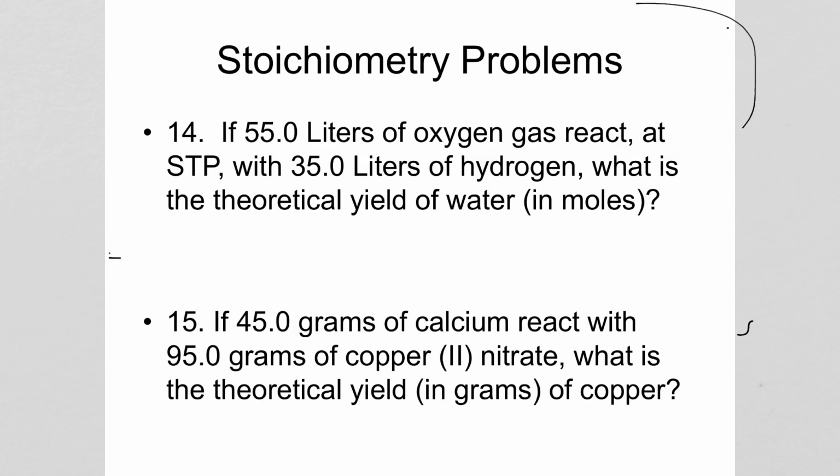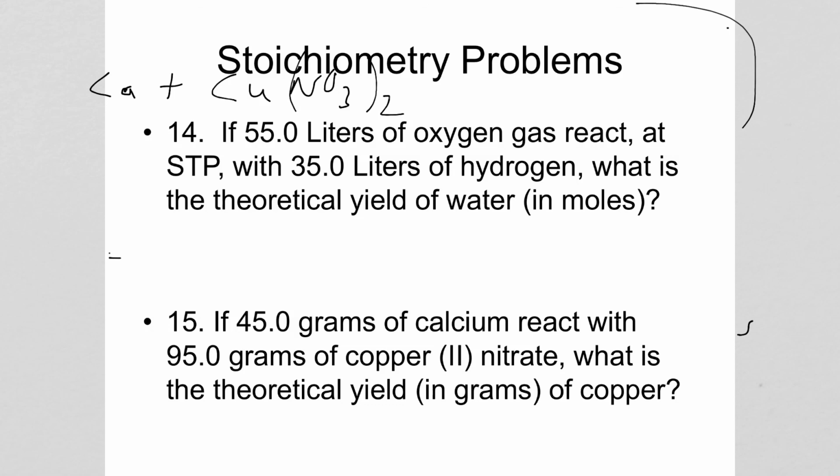So for problem 15, if 45 grams of calcium react with 95 grams of copper 2 nitrate, what's the theoretical yield in grams of copper? So again, we need a balanced equation. Let's write this up top. Starting with calcium, we're reacting it with copper 2 nitrate.